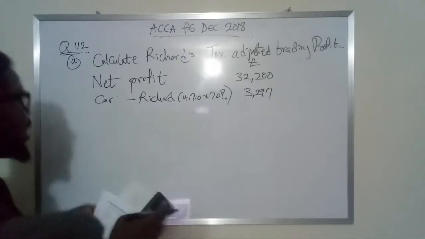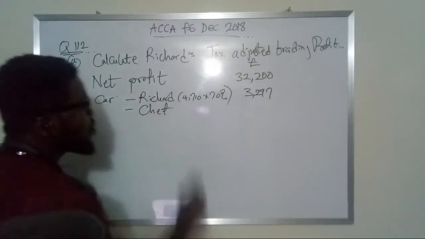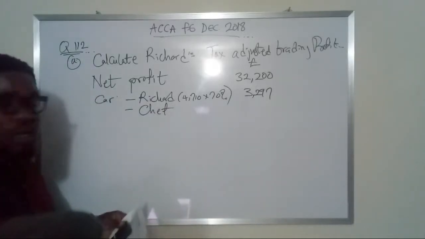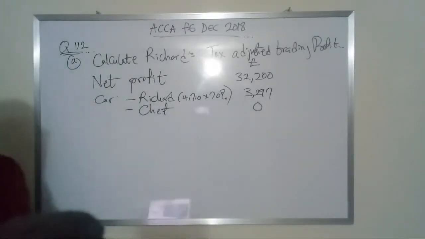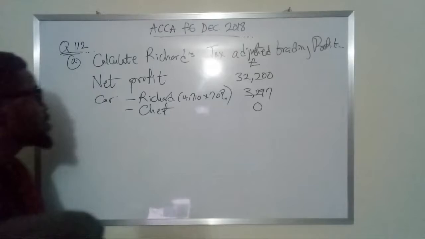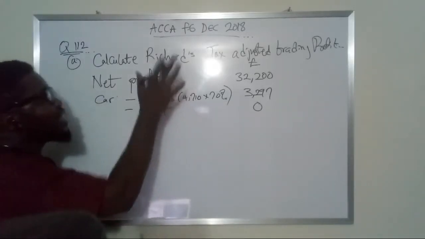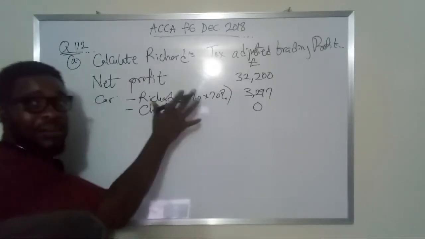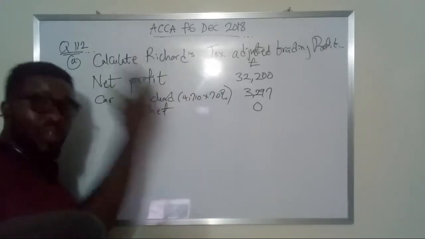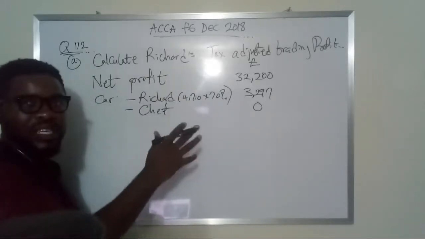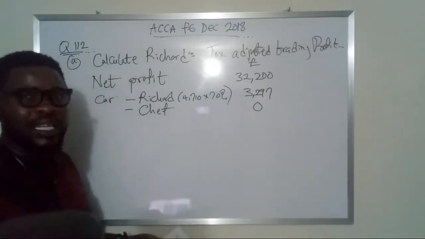Okay, now motor expenses for the chef, car expenses for the chef. This is going to be 0. Don't forget, if you don't put it, they will penalize you. They won't give you the marks for it. So note what I said. Richard is running his own business. So 70% private use. The only thing which can be disallowed is 30%. Note that clearly. But any of the staff that are under him, an allowable cost, 0.